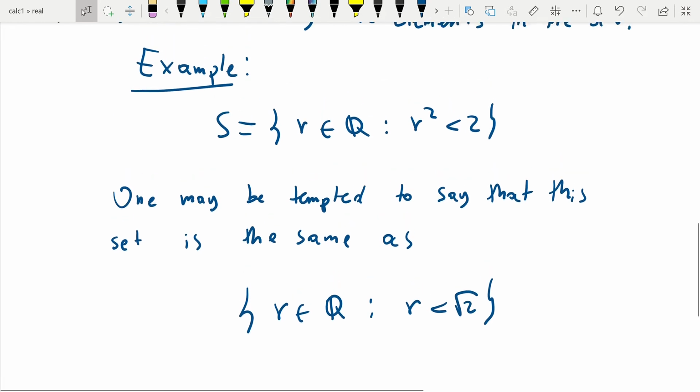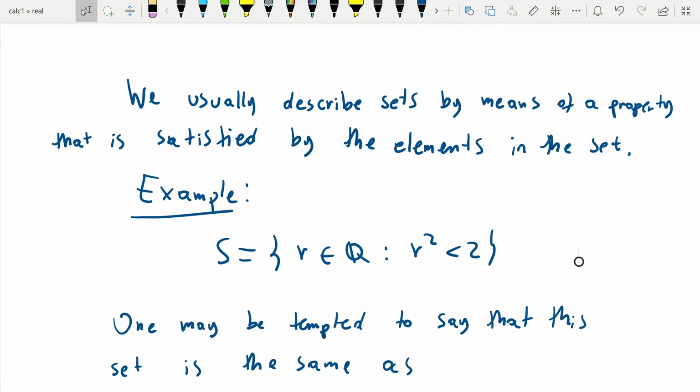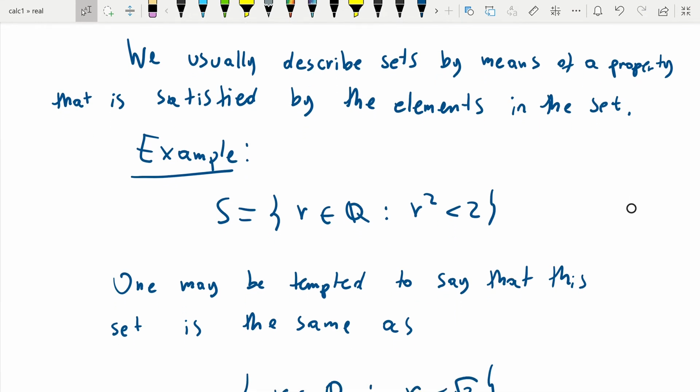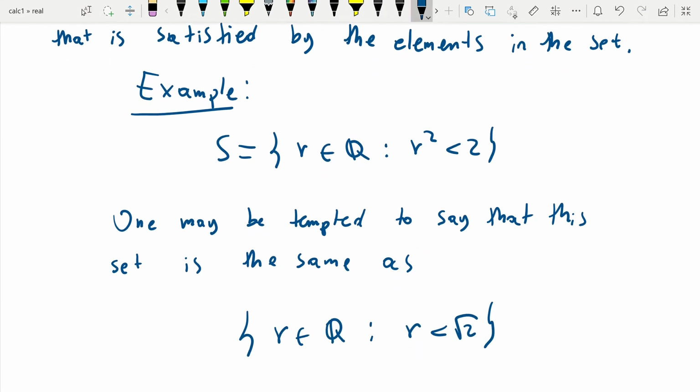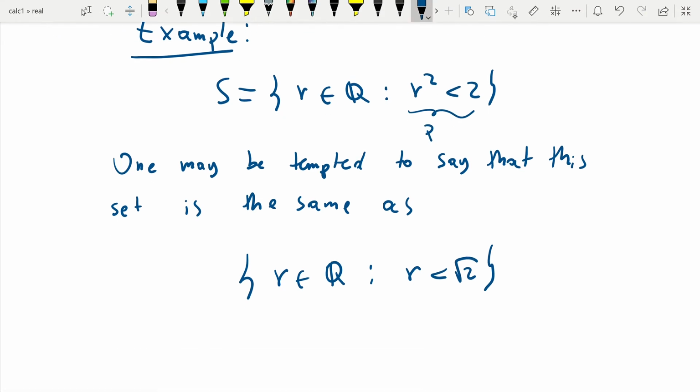So these two propositions, remember, this is an example of how we present sets. We're describing a proposition here. Those are all the elements r in Q such that what holds? r squared is less than 2. This is a proposition that may or may not be true. This is a property that defines the set.